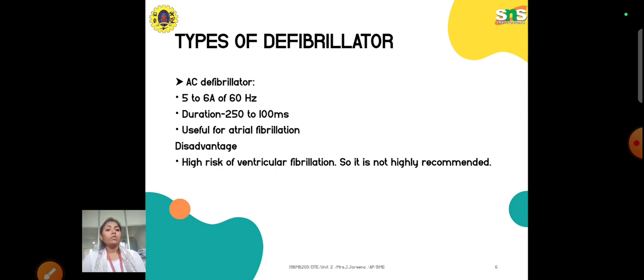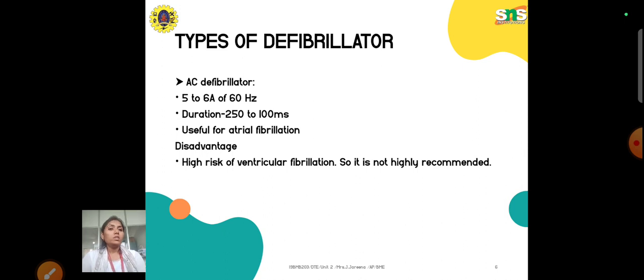As I said before, you have two types of fibrillation: one is atrial and the other ventricular. Irrespective of the category, whether it's atrial or ventricular, immediate treatment is needed in order to recover the normal heart function. So if you are going with AC, then it is better to treat atrial. This AC defibrillator is highly recommended for atrial fibrillation.